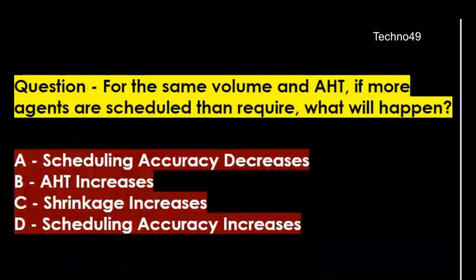So the question here is that for the same volume and AHT, we have scheduled more agents than required. Suppose I have a requirement of only 10 agents, but I have scheduled 15 agents. So in that case, what's going to happen? There would be a lot of idle time because the scheduling has been plotted against the historical data, against the forecast. The extra staffing will likely not adhere to the schedule that has been given to them, and that will decrease the schedule accuracy.